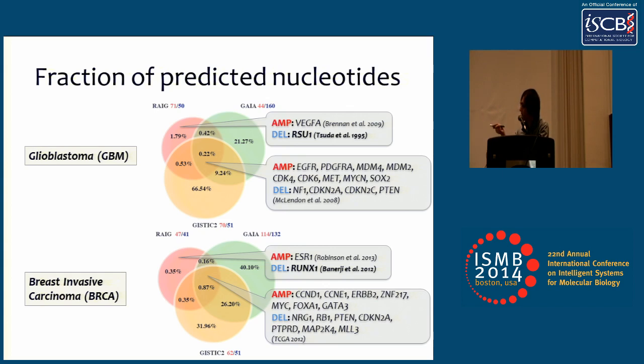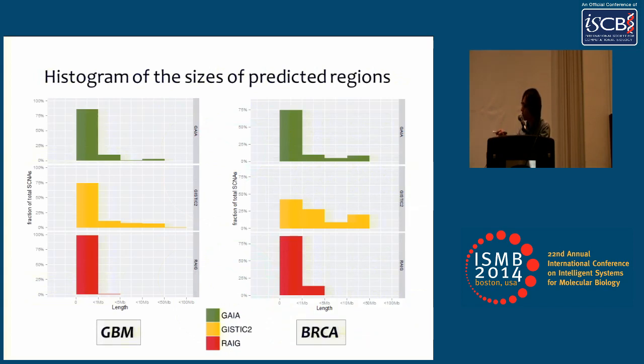And also, if you look at the unique regions of GISTIC2 and Gaia, they provide larger, wider regions. So we plot this histogram to show that indeed our method predicts very small regions, and the two other approaches tend to report some larger regions here.